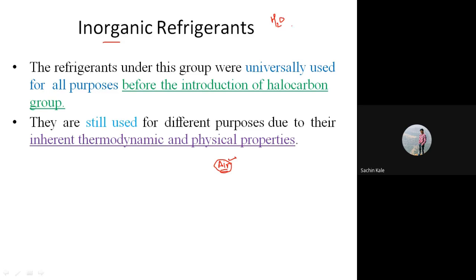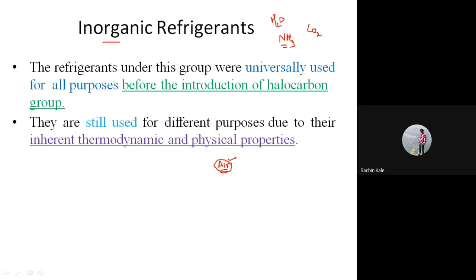Then another example is ammonia. Ammonia is also available in nature, and it is extensively used. This is the oldest and most widely used refrigerant of all types, because ammonia has the highest latent heat of vaporization. That's why most of the time we use ammonia as a refrigerant. Ammonia also falls under the category of inorganic refrigerants. Then carbon dioxide.